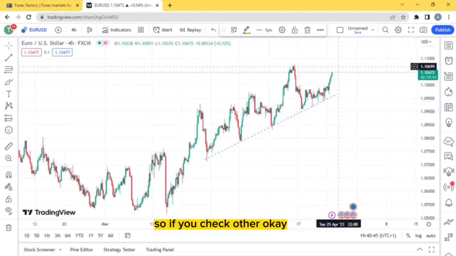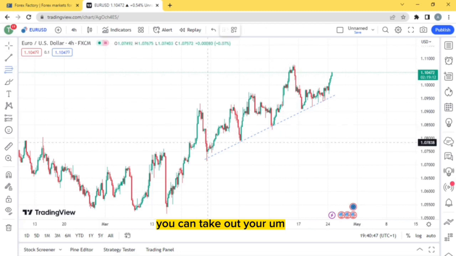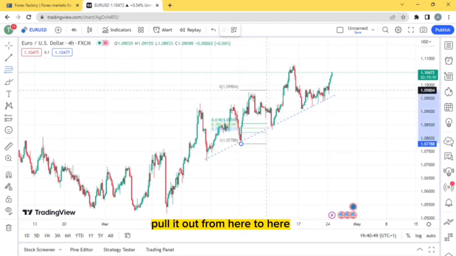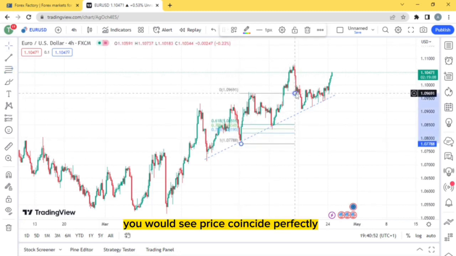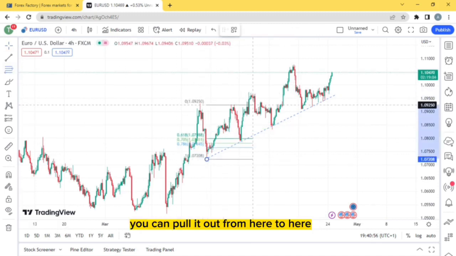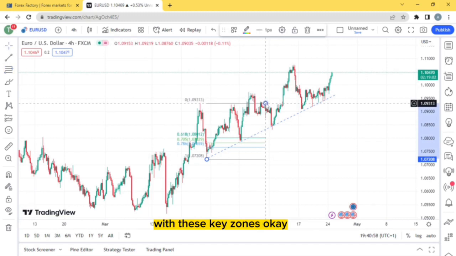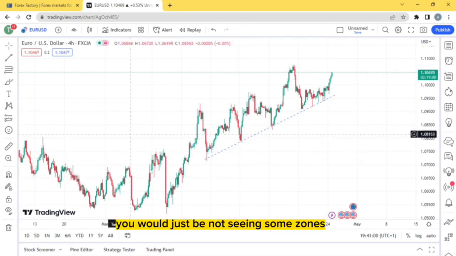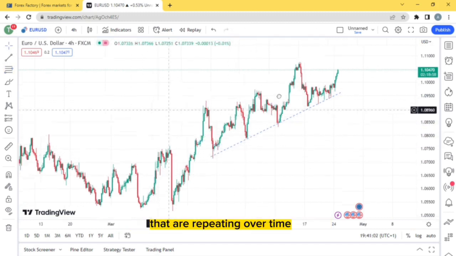So if you check order, okay, you can take out your Fibonacci, pull it out from here to here. You would see price coincide perfectly. You can pull it out from here to here. You would see price coincide perfectly with these key zones. Okay, you will just be noticing some zones that are repeating over time.